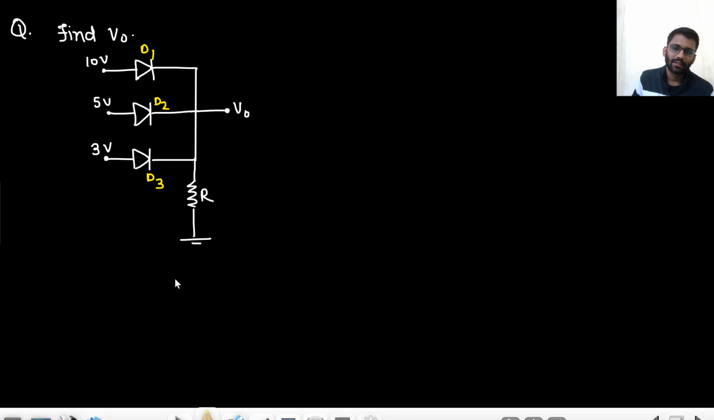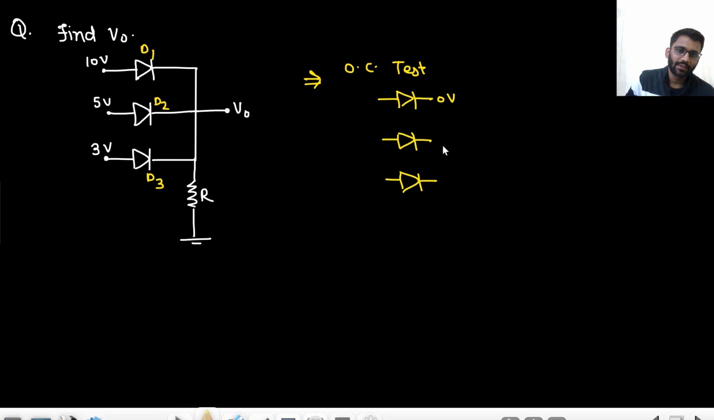Okay, so let's just start open circuit test. Diode D1 will have 10 volt. If I am applying open circuit test, there will be no current here. This resistance R will have 0 drop. So 0 will come here, that means 0 volt here. This diode D1 will have 10 volt. This diode D2 will have 5 volt. Diode D3 will have 3 volt. That means which diode will be turned on first? D1 will turn on first.